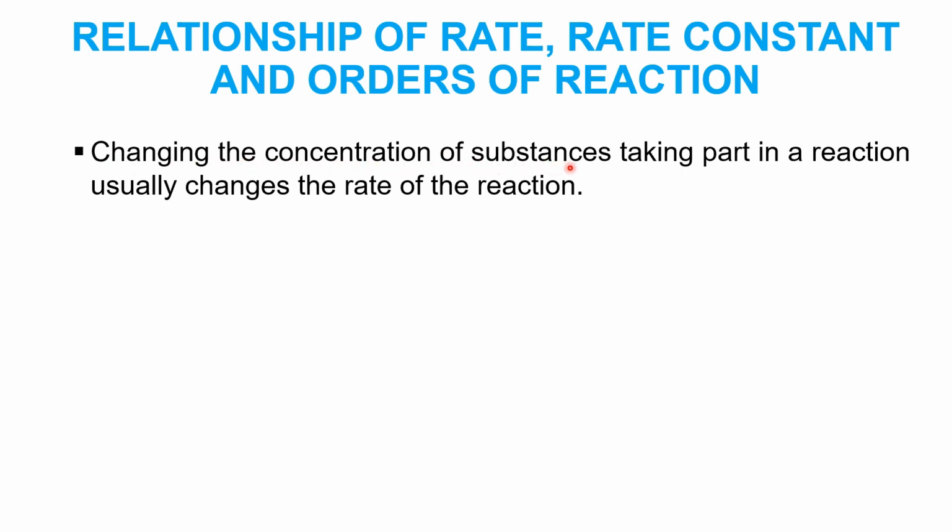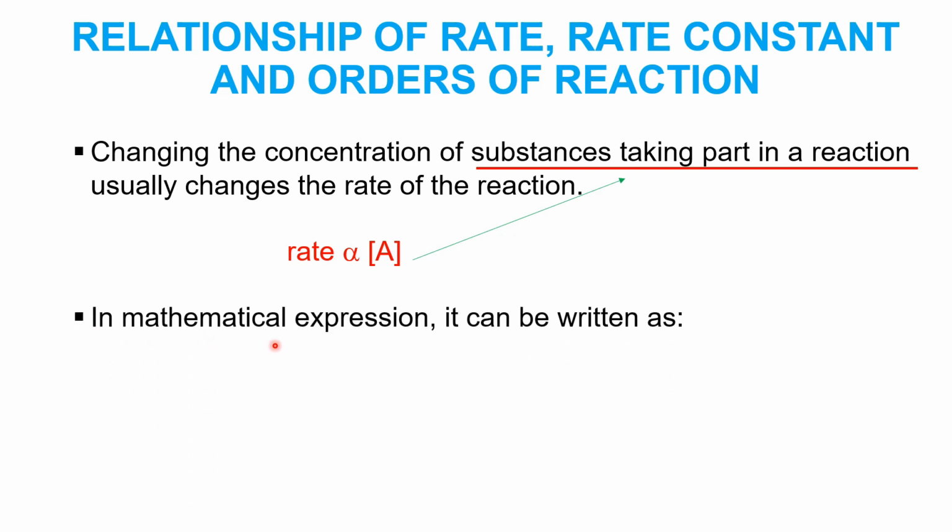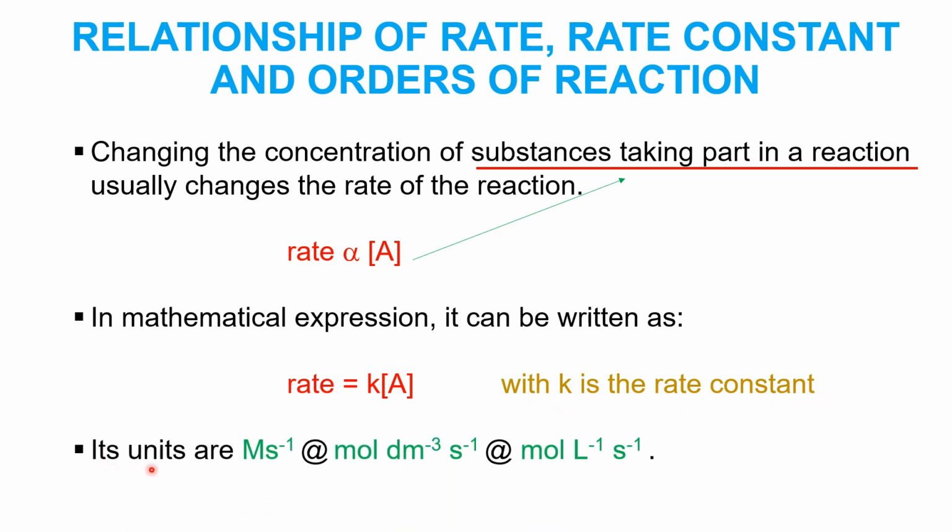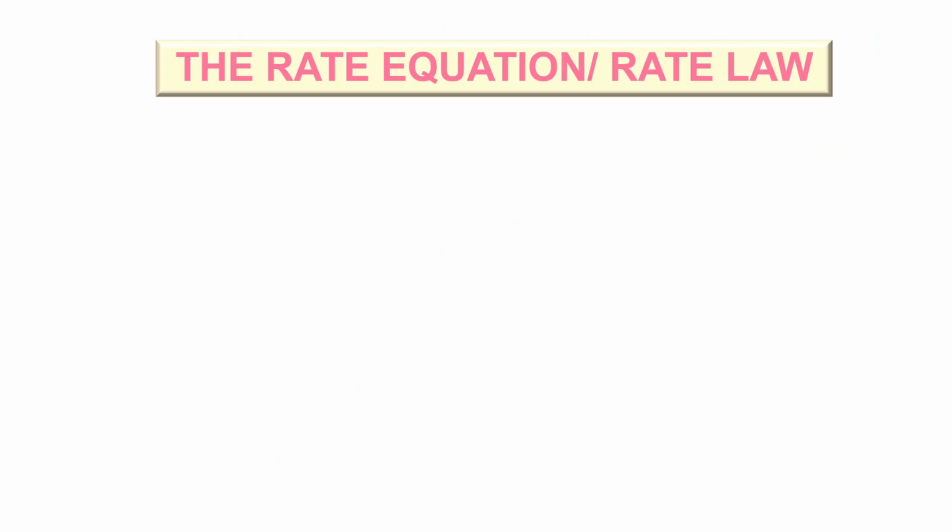Changing the concentration of substances taking part in a reaction usually changes the rate of the reaction. Rate is proportional to concentration of A. A here is the substances taking part in a reaction. So, in mathematical expression, it can be written as rate is equal to K times concentration of A, with K is the rate constant. Its units are molar per second or mole per dm cube per second or mole per liter per second. Next, we proceed to the rate equation or rate law.